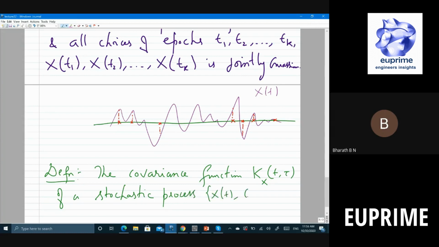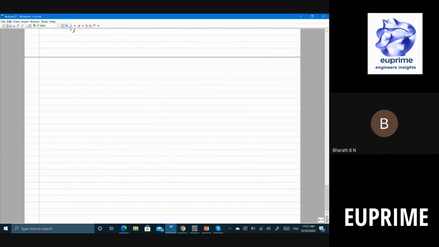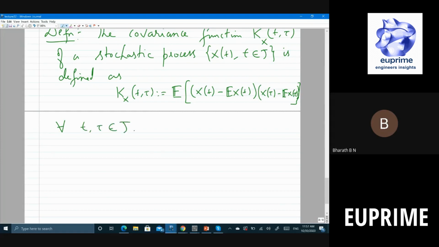Let's say x of t belonging to T is defined as, how do you define this? So, okay, let me write it here. So k x of t comma tau is defined as you take the expected value of x of t minus the mean of x of t, X of t is a random variable, times x of tau minus the mean of x of tau. Right? So this is the covariance function. This is true for all t comma tau belonging to T.